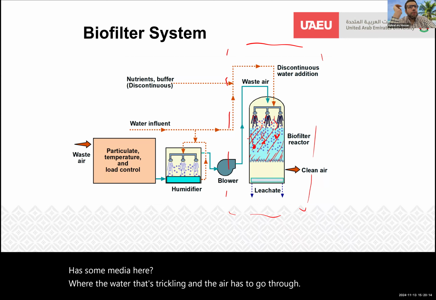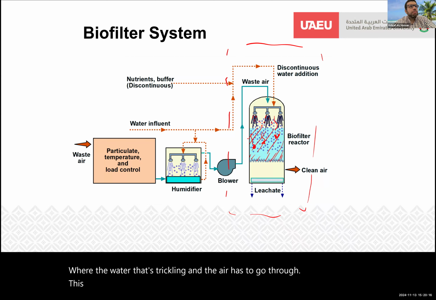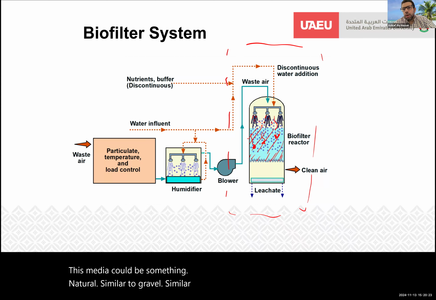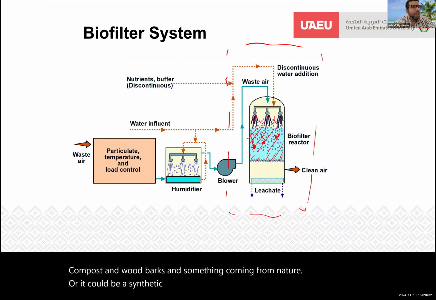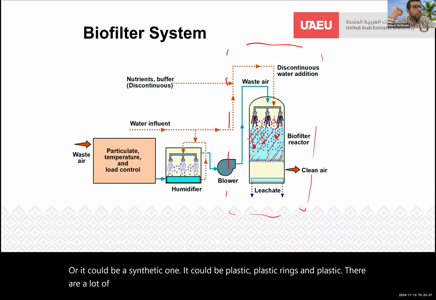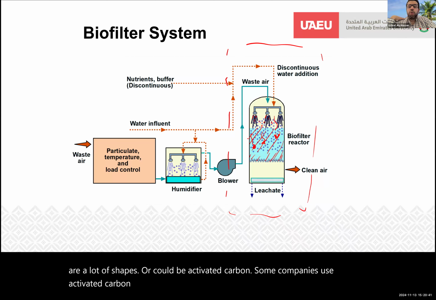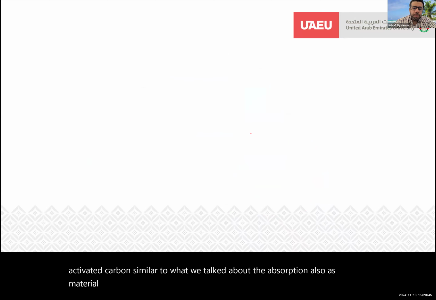This media could be something natural, similar to gravel, compost and wood barks, something coming from nature. Or it could be a synthetic one, could be plastic rings and plastic. There are a lot of shapes. Or it could be activated carbon. Some companies use activated carbon, similar to what we talked about, the adsorption, also as material. So this is media.